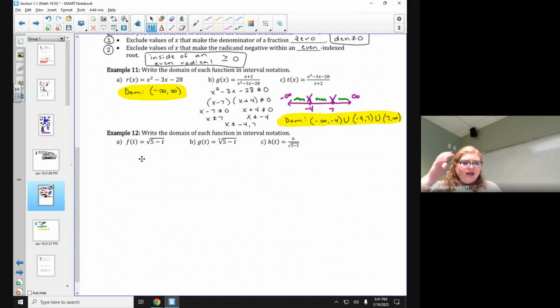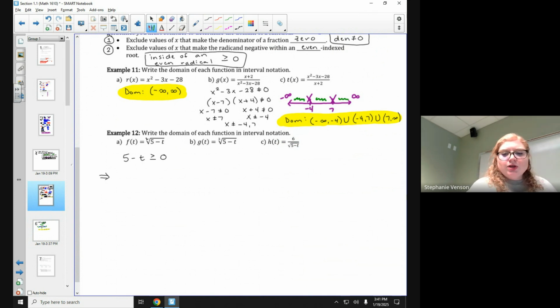So let's look at 12a again. F of t is equal to the square root of 5 minus t. Well, that's an even root, square root. There's an understood 2 right here. So the inside of that has to be greater than or equal to 0. So 5 minus t has to be greater than or equal to 0. So we're going to solve that. If you subtract 5 from both sides, you get negative t is greater than or equal to negative 5.